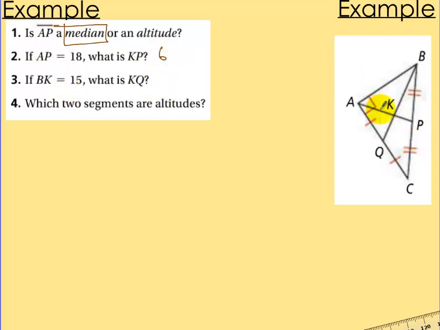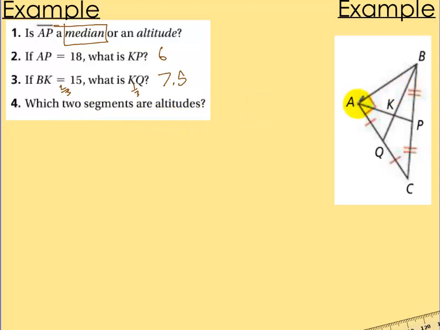If BK equals 15, what is KQ? So BK is this, and we want to find KQ. BK is going to be 2/3 of the whole thing, and KQ is going to be 1/3 of the whole thing. So if 2/3 is 15, 1/3 of that is going to be half of 15, and it'll be 7.5. Which two segments are altitudes?